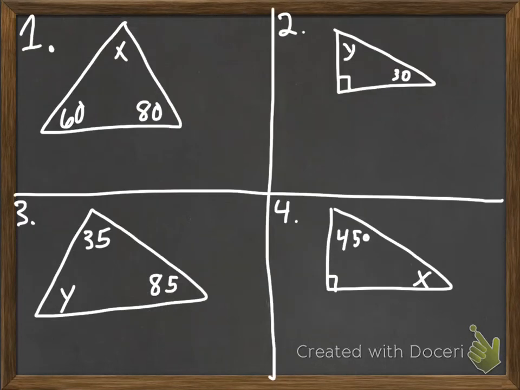Okay, now here's some examples to use with the triangle sum theorem and the corollary. What you're going to do is you're going to pause the video and solve for either x or y for each example with your group. So go ahead and do that now.